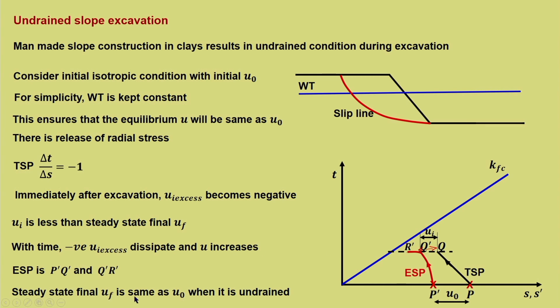So, the steady state final u_f, that is when it reaches equilibrium, is the same as u naught when the condition is undrained. So, this is the final pore water pressure, which is the steady state or equilibrium pore water pressure u_f, and you can see that u_i is less than u_f. Now, this u_f is equal to u naught because of our assumption, provided the condition is undrained. When the water table starts changing because of drained condition, then the final pore water pressure will not be the same as the initial pore water pressure.